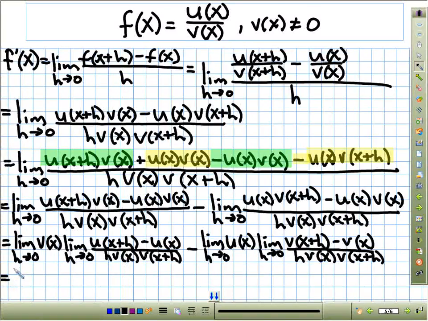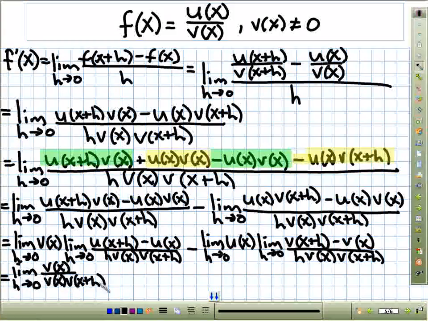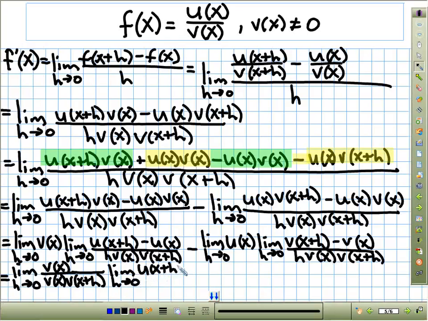Notice, for this first term, I get the limit as h goes to 0 of this: v of x over v of x times v of x plus h. And then I've got what's left. The limit as h goes to 0 of u of x plus h minus u of x all over h. Now that really looks familiar. That looks like the derivative.